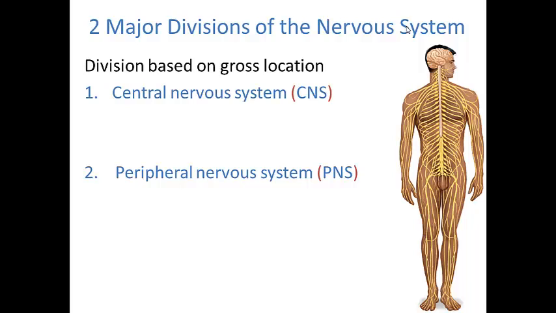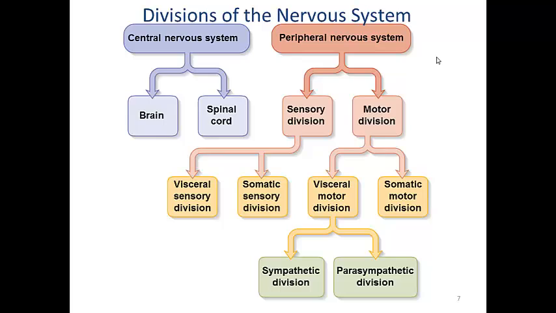So the two major divisions of the nervous system are named based on their gross location. So as I mentioned, central nervous system is located centrally, whereas the peripheral nervous system is located on the periphery. In the picture over here, all of the yellow we see, that's all peripheral nervous system, whereas the central nervous system is just the spinal cord here and the brain.